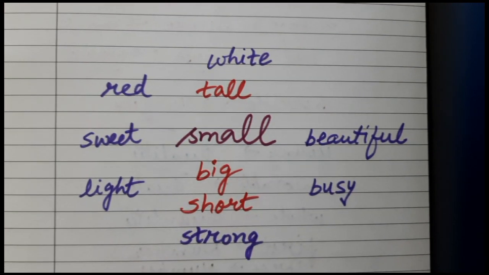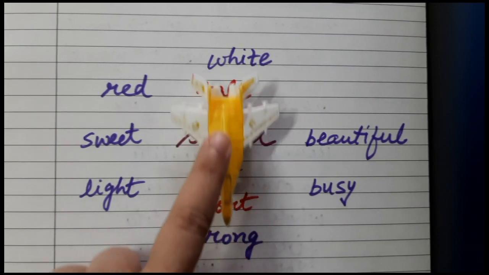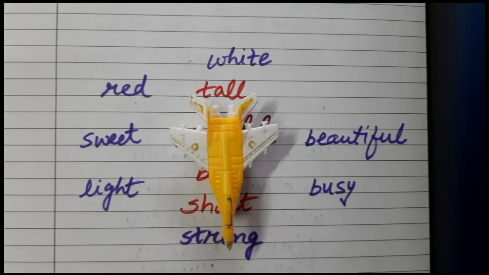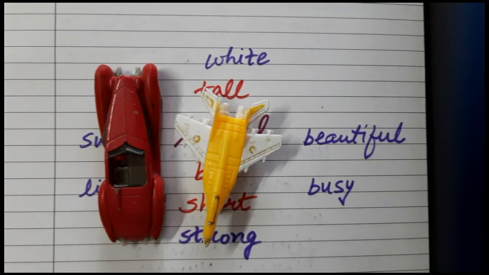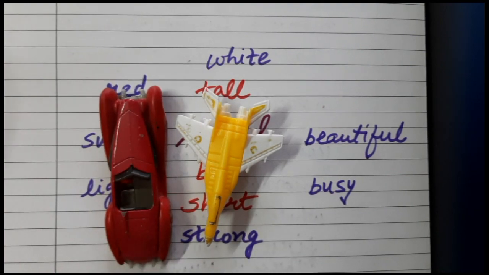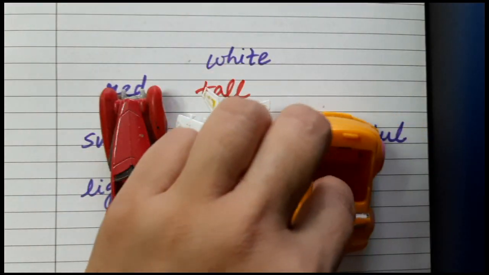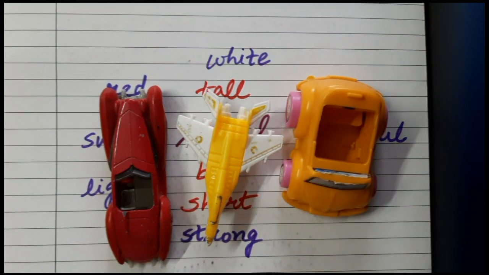Okay. Now let me show you two objects, and you tell me. Let us say, what is this? Aeroplane. Yes, aeroplane. It moves fast. Yes, it moves fast. Now I have a sports car. Does it move fast? Yes, it also moves fast. Now let's say I have a normal car. Does it move fast? Yes, this also moves fast. But now I want to compare them.